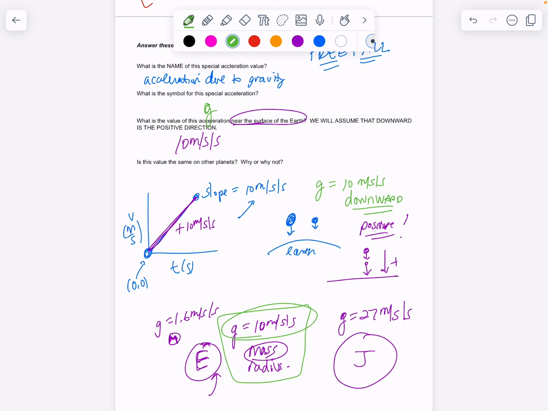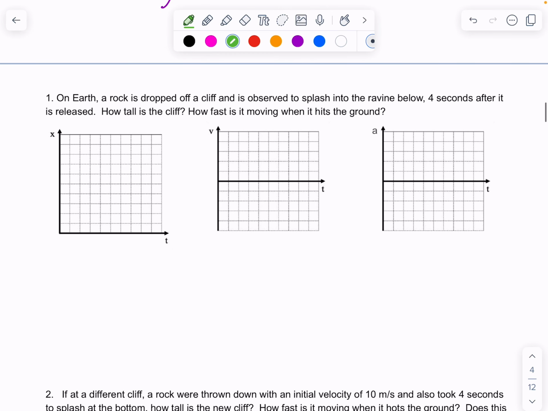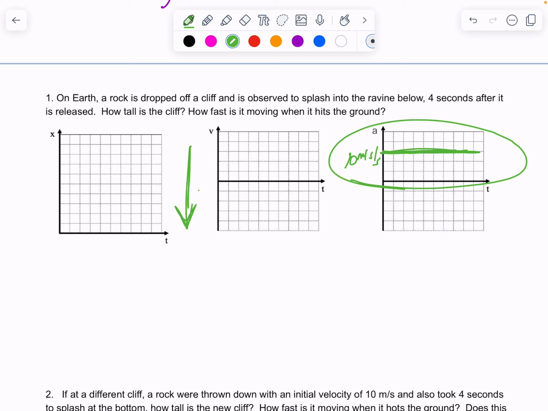After this, you're going to go ahead and work some of these problems. The only difference between this and what we just finished is that if it's an object in free fall, the acceleration is always 10. That is a given thing that's not stated specifically in the problem, but you just have to know that the acceleration is going to be 10, and we're always going to say that the downward direction is positive.